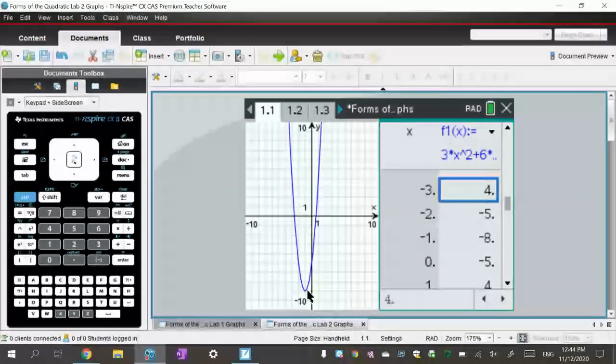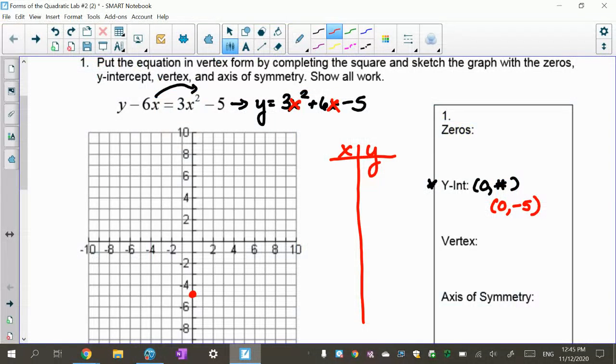I could see it was at negative 1, so I put negative 1, negative 8 in the middle. And you see how this is repeating? So this must be my vertex in the middle here. And then I put that in the middle of my table. So in the middle, I have negative 1, negative 8, and then I go back 3 and forward 3.